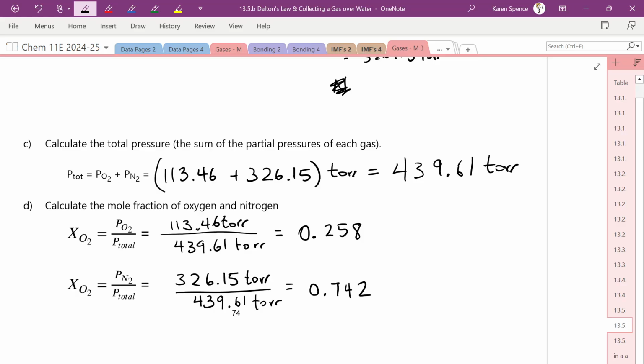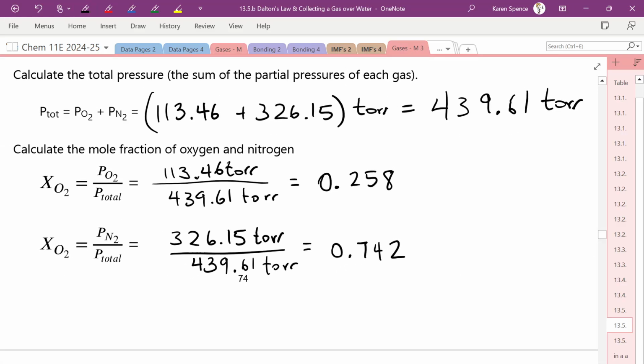Did you guys get the same numbers as I did? Excellent. And what would we get if we were to add these two numbers together? We would get 1 because it's 100%, right? Okay, excellent.